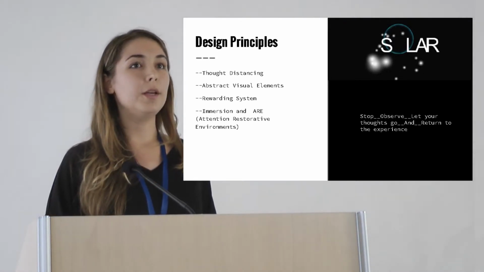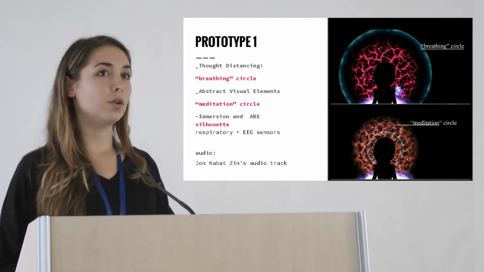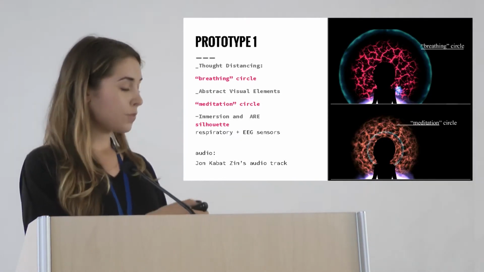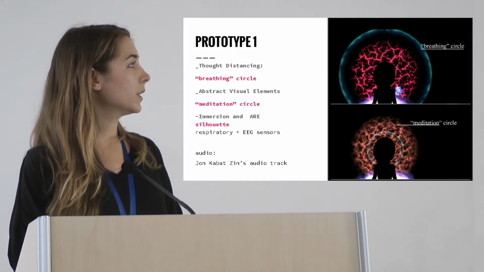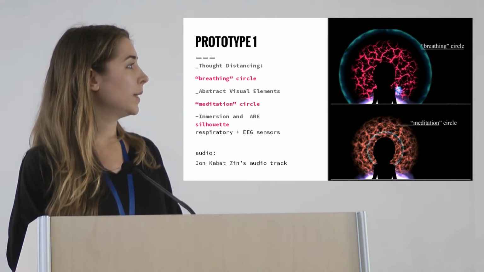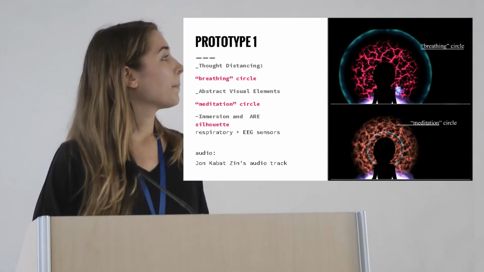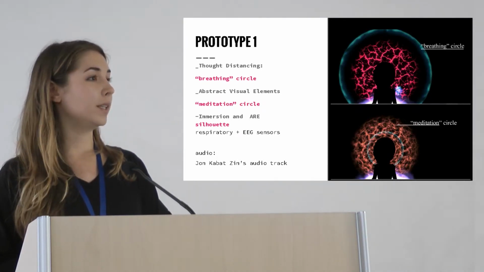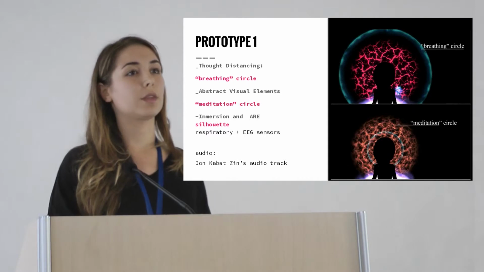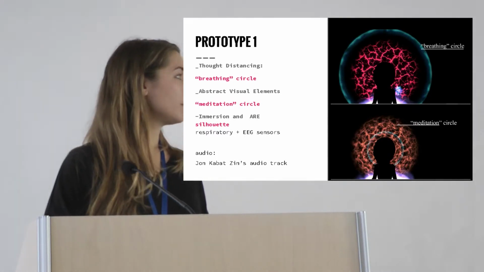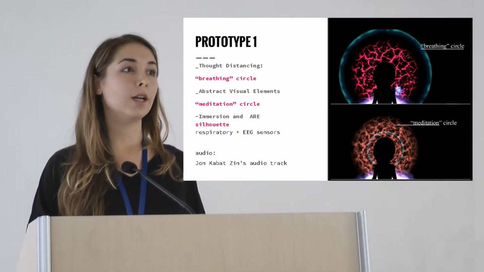So this is our first prototype, which is fairly simple. Our virtual environment consisted of only one scene that had two key visual elements: the breathing circle, this blue circle, and the meditation circle. At this point, we didn't connect our virtual environment to sensors, and the breathing circle was controlled by meditators' key presses. The meditation circle changed color as a result of the progression of time. And in this prototype, we used John Kabat-Zinn's mindfulness meditation audio track instead of a soundscape.